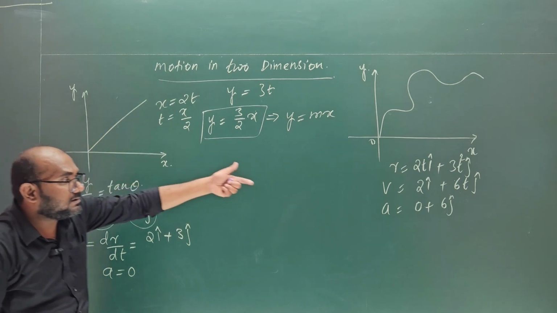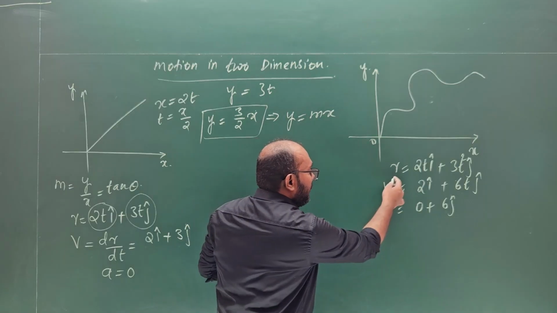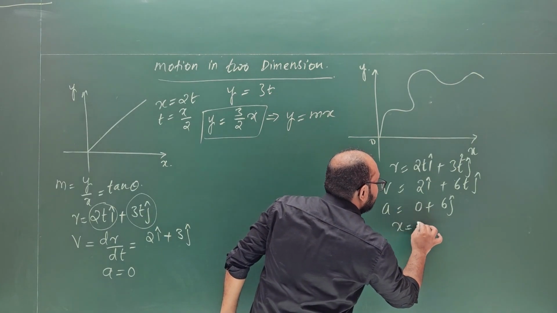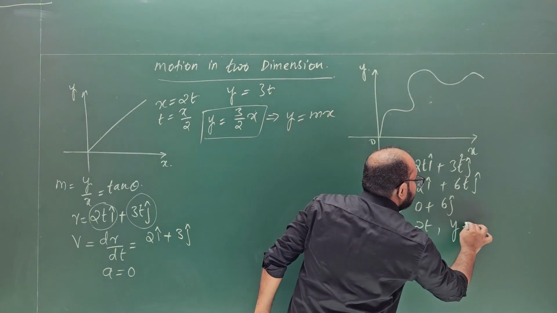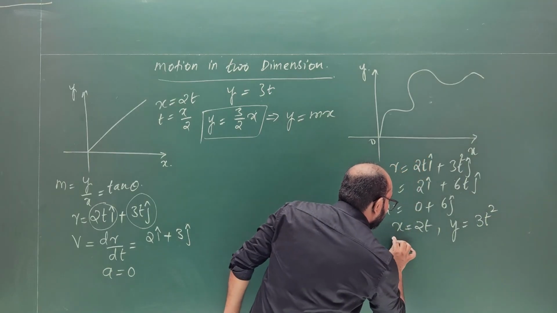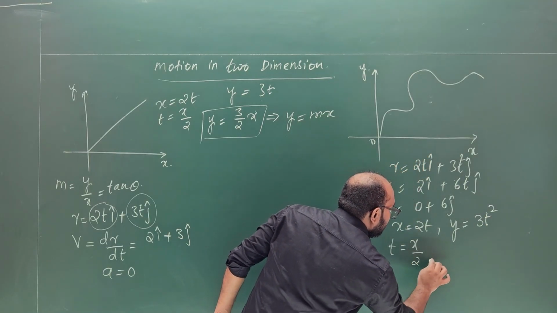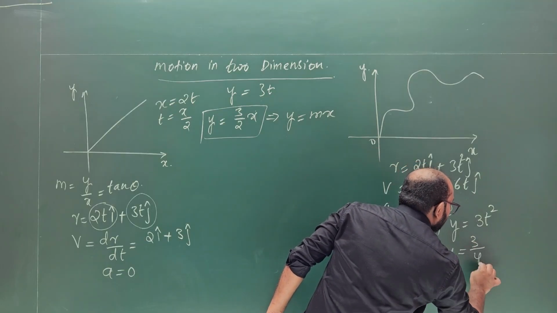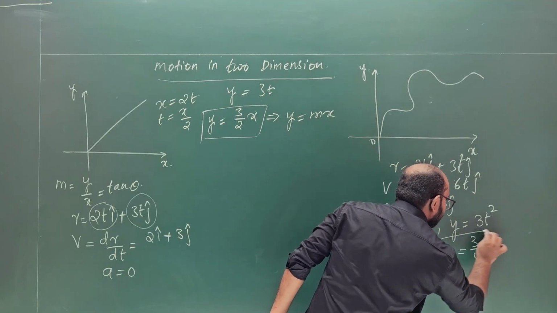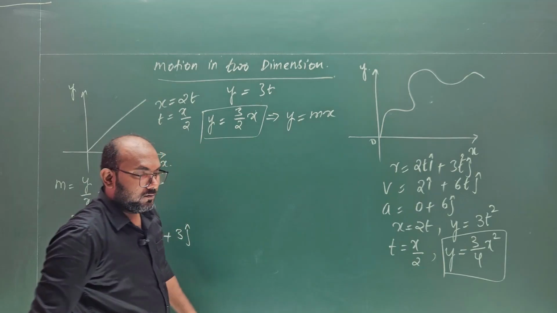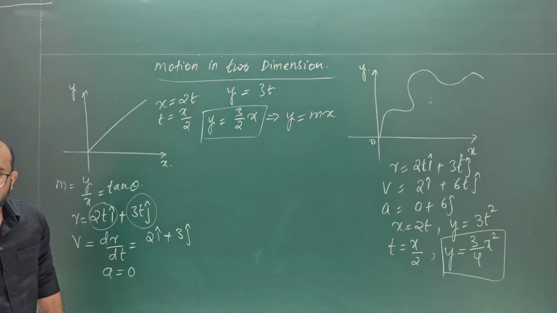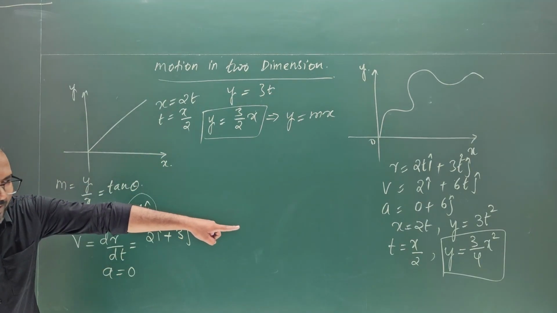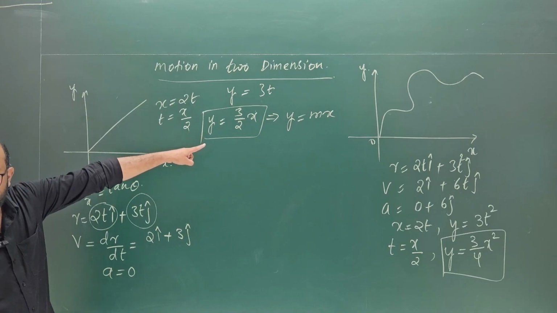So how? Let us find this also. So over here, can I say that x is nothing but 2t and y is nothing but 3t square, or t over here is x upon 2. Substituting here, y is equal to, can I say 3 upon 4 x square. What is the equation over there? Parabolic. So equation of parabola, equation of a straight line.